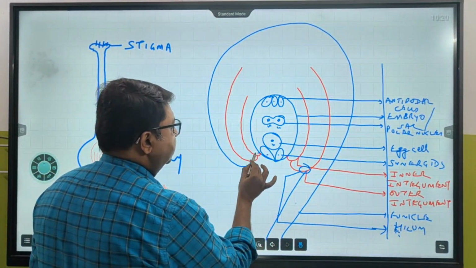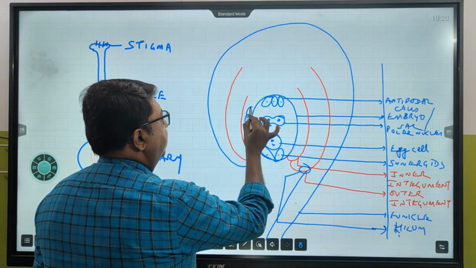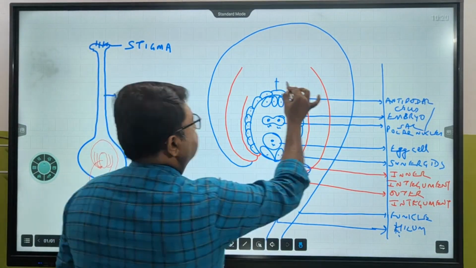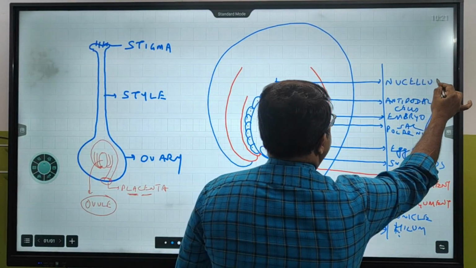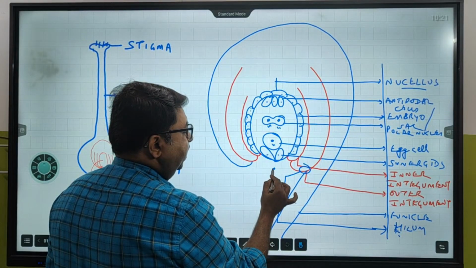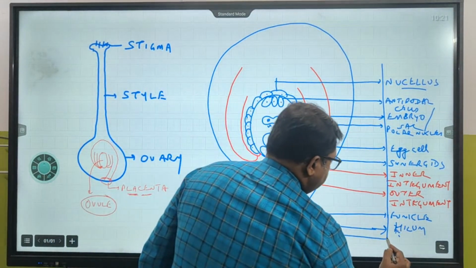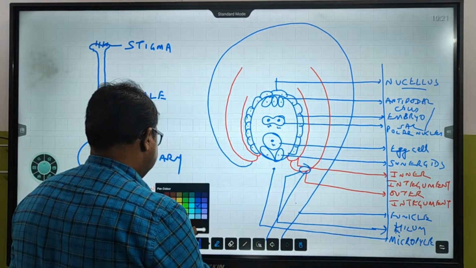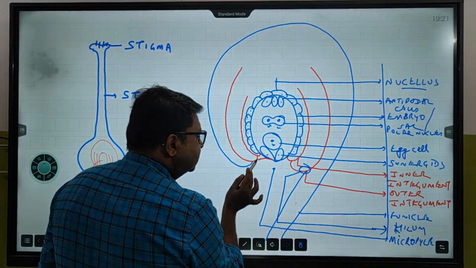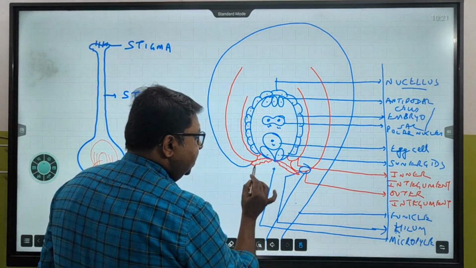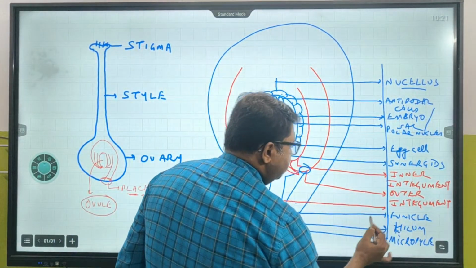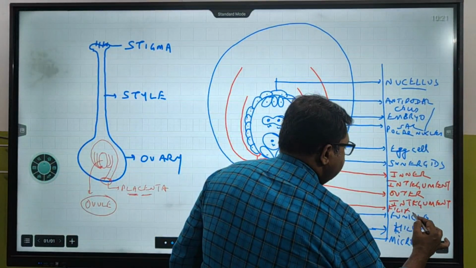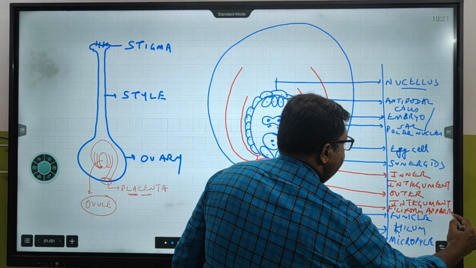Now, outside this embryo sac, what you can see is some group of cells which provides nourishment to the growing embryo sac. These are the nucellus, which provides nourishment to the growing embryo sac. This particular opening is called the micropyle. And you can see there is some structure which comes out from the synergids, and this structure which guides the entry of the pollen tube inside the synergid is called the filiform apparatus.